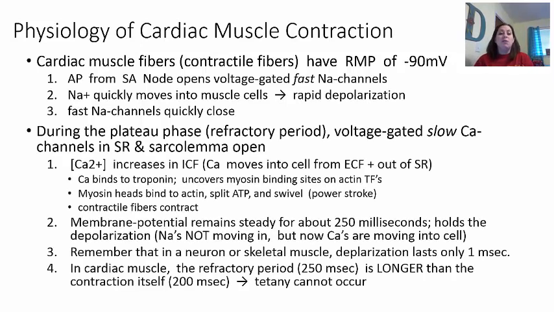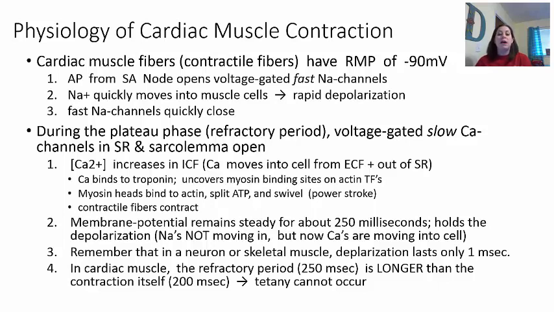There's then going to be what we call a plateau phase. This phase is called a refractory period. This is where voltage gated channels that are a little slower, calcium channels, are going to open. This is in the sarcoplasmic reticulum, that's what the SR stands for, and the sarcolemma. Sarcolemma, remember, is the plasma membrane of the muscle cell. The calcium increases in the intracellular fluid. So calcium moves into the cell from the extracellular fluid, and it also moves out of the sarcoplasmic reticulum, which is also known as the smooth ER.